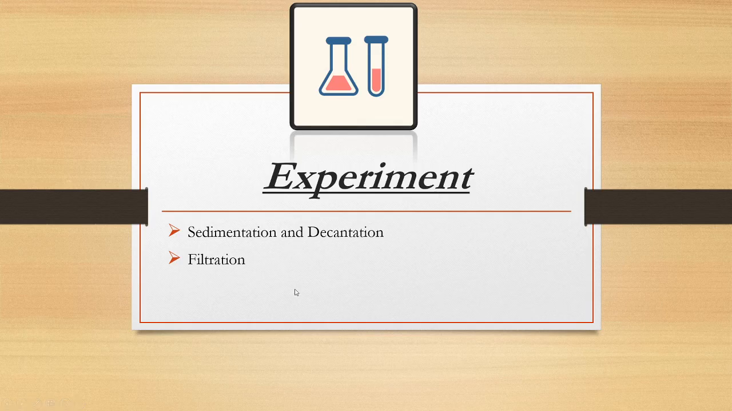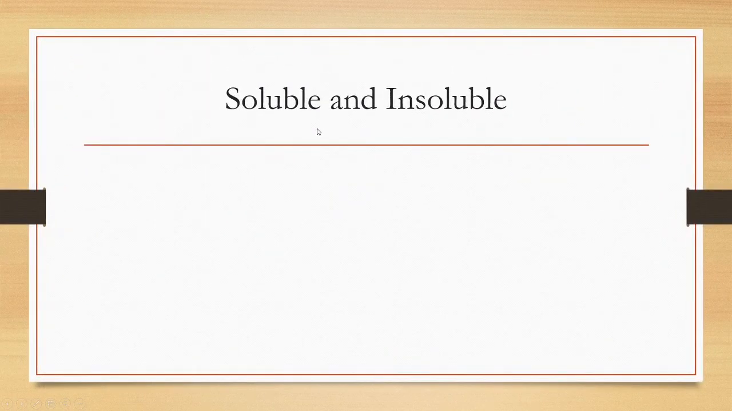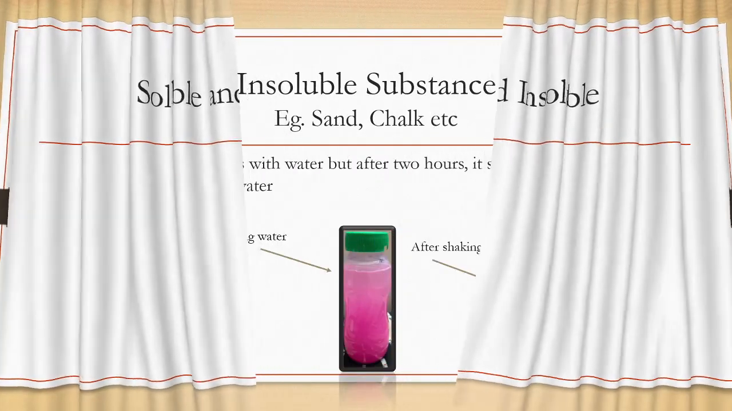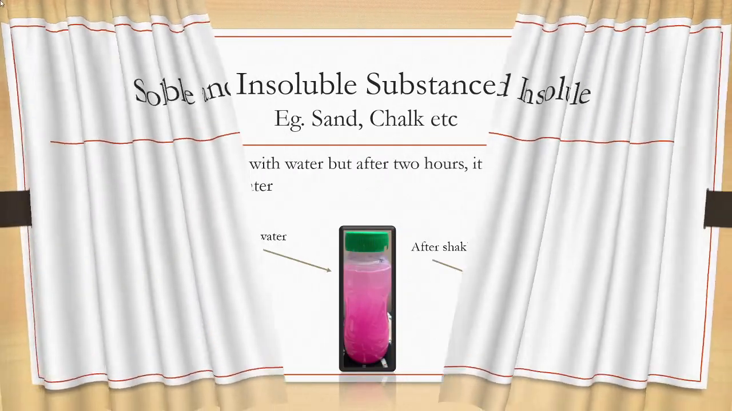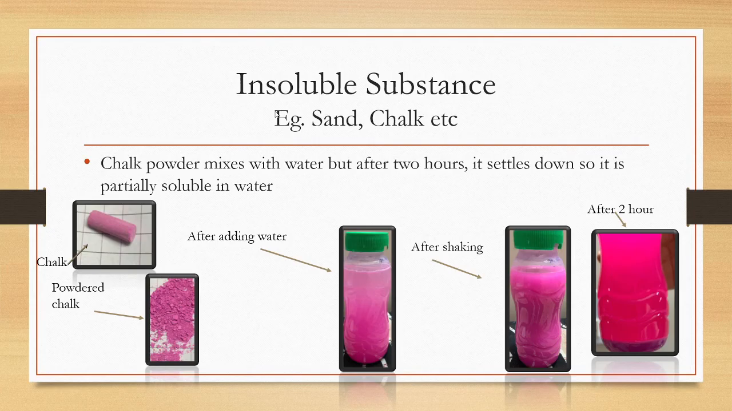In this video, I'm going to show you sedimentation, decantation and filtration. So water and even water soluble and insoluble. You can see that this is an insoluble substance, or we can say partially soluble substance, chalk powder. We took a chalk and we powdered it, added it to water. So you see a gradient is formed.